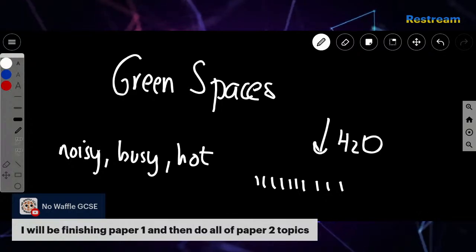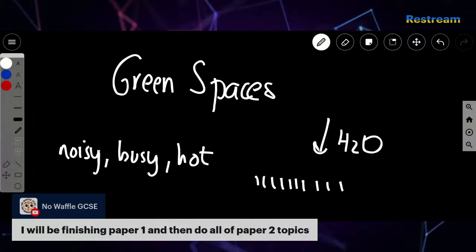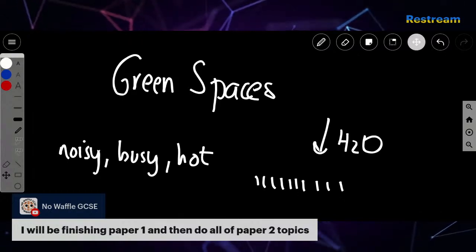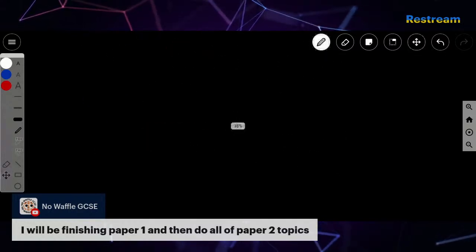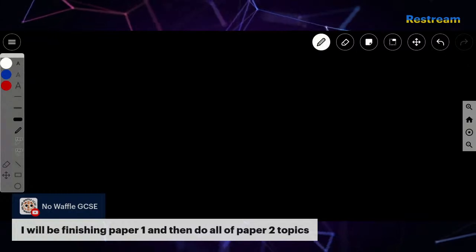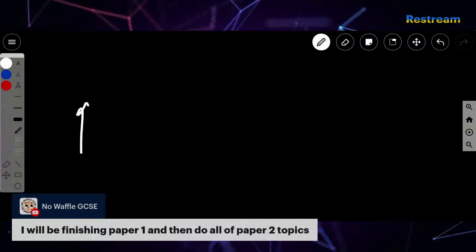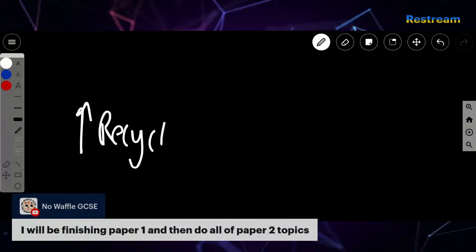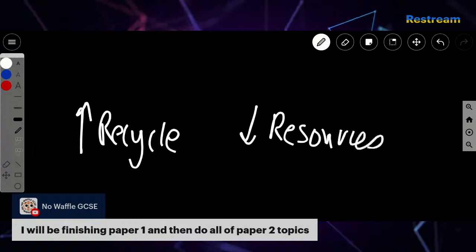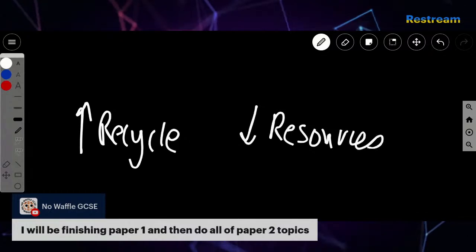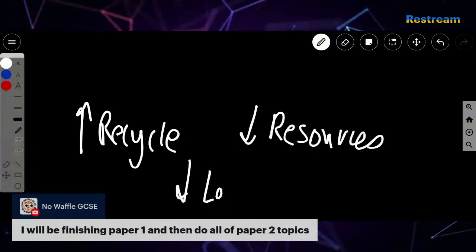Another thing to do with sustainable urban living is waste. Cities produce a lot of waste, and in fact, most of the waste produced by a country is to do with one city. And in the UK, it is London. Now, more recycling means that fewer resources are used. So, the more we recycle, the fewer resources have to be extracted, and less waste is produced, which then reduces the amount of waste going to landfill.